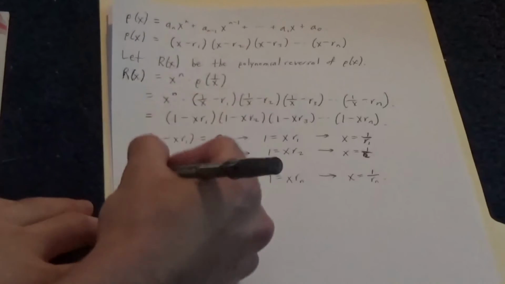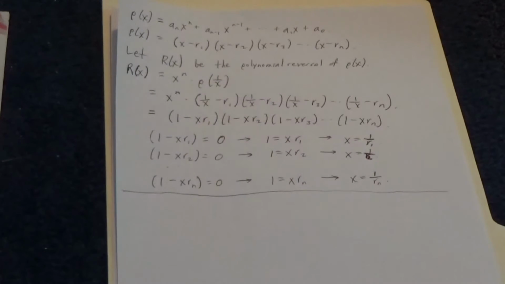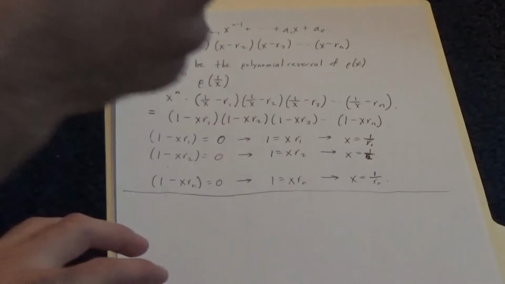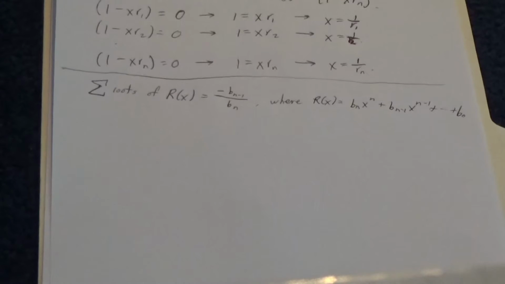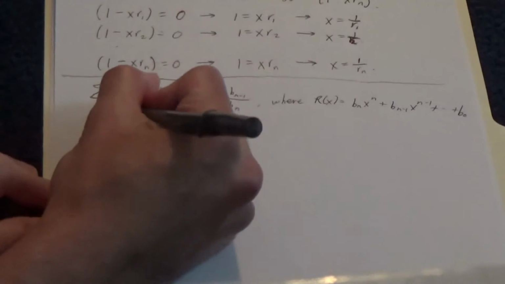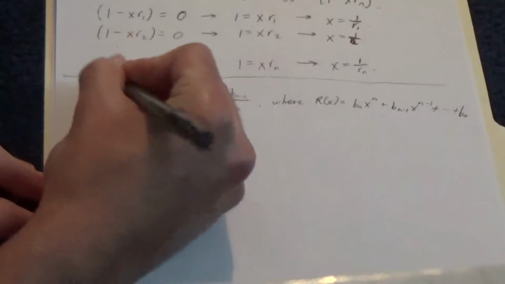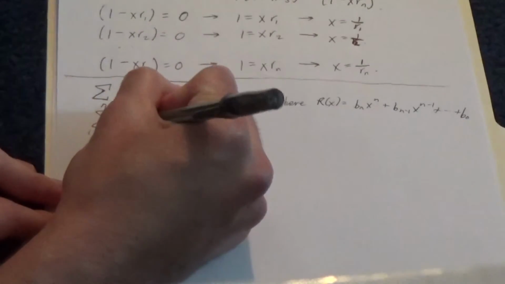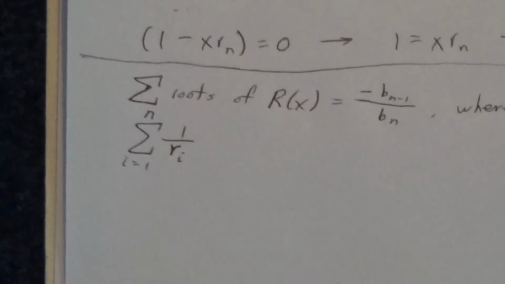What we can do is apply that formula for the sum of all the roots with regard to capital R of x. So we know that the sum of the roots for capital R of x must equal negative b sub n minus 1 over b sub n, where I'm referring to b sub k, in general, as the kth coefficient in the polynomial expansion for R of x. And another thing we just learned is that the roots of R of x are each expressible as the reciprocal of the roots for p of x, so we can rewrite this as the sum from i equals 1 to n of 1 over r sub i, where again r sub i refers to a root of p of x.